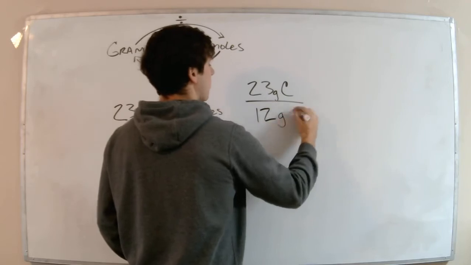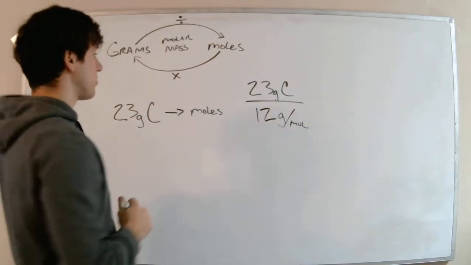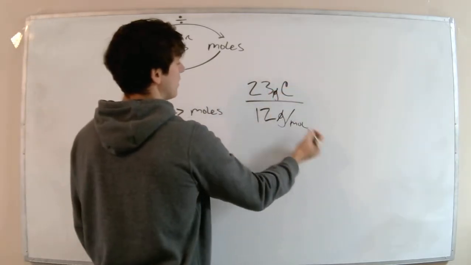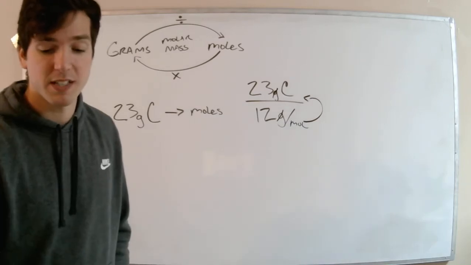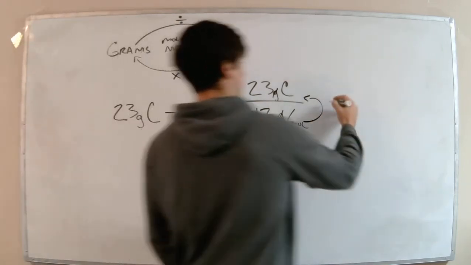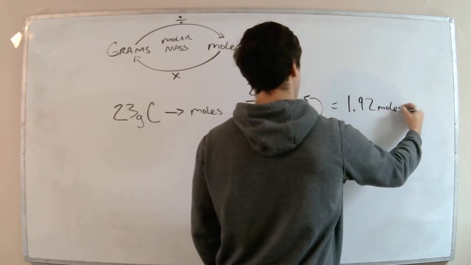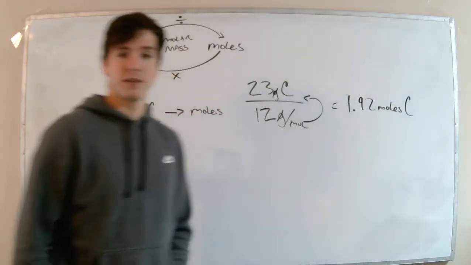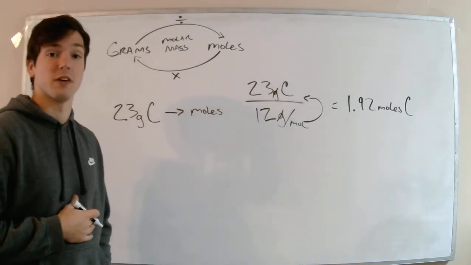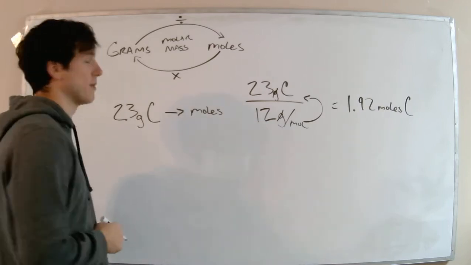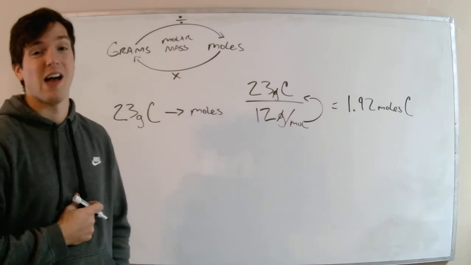Remember the unit for molar mass is grams per mole. And this is good because if I look at my units, grams are going to cancel out and moles is going to go on top. So this means I have 1.92 moles of carbon. Which just means I have about 1.2 times 10 to the 24th molecules of carbon. But it's just so much easier to say 1.92 moles. It makes the numbers a lot more digestible.